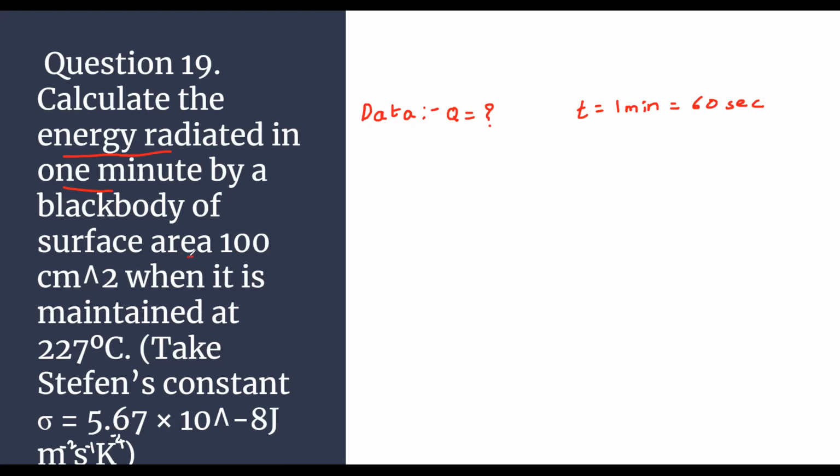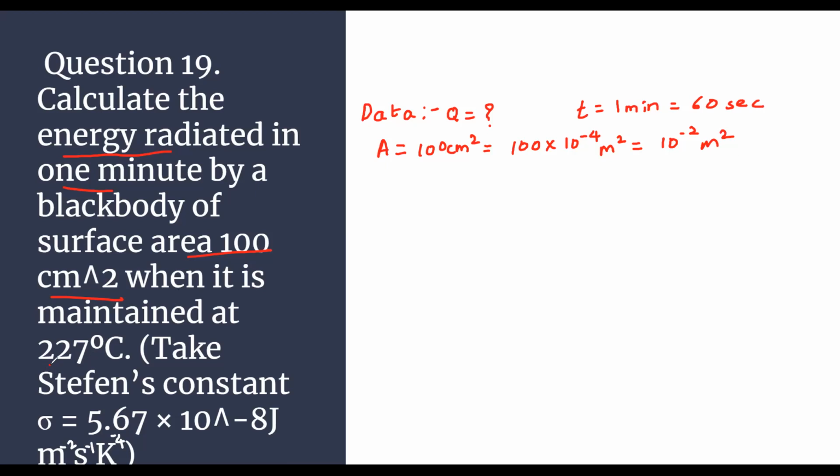Then surface area is 100 centimeters square. So the surface area is given, which we will indicate with capital A. It is given 100 centimeters square, so we can convert that centimeter square to meter square by multiplying it with 10 raised to minus 4. 100 into 10 raised to minus 4, I can write as 10 raised to minus 2. So this is the surface area in meter square.